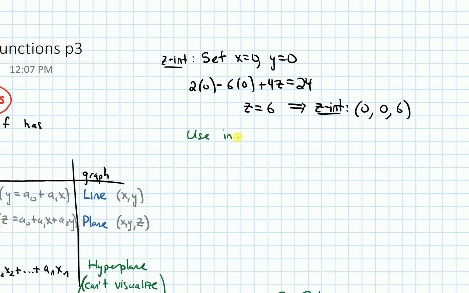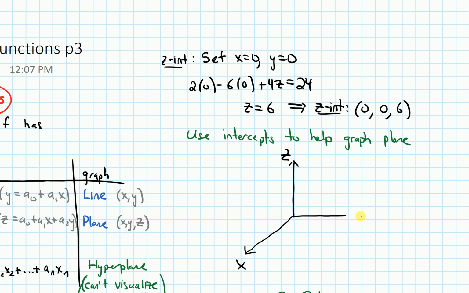Now let's use the intercepts to help graph the plane. So I'm going to draw our axes. So z-axis straight up. The x-axis I draw slanted to indicate it's coming out of the page. The y-axis to the right. Negative y to the left. Negative z straight down. Negative x coming back into the page. And let's label the intercepts.